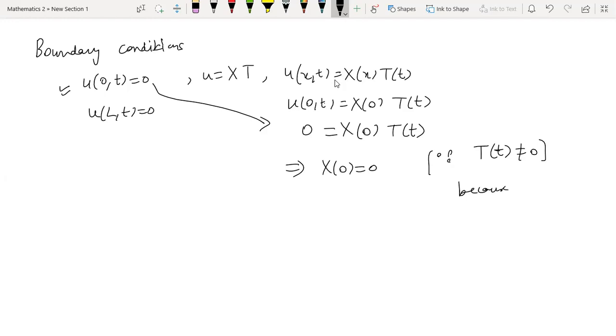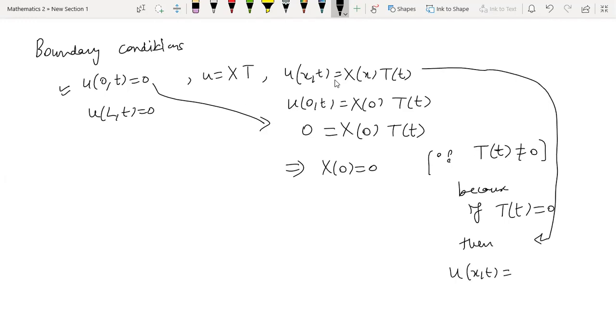Because if this capital T is 0 at all times, then according to this solution, your u(x,t) is going to be 0 always, right? So at all points of space, at all points of time, at all x and all t, your temperature is going to take the value 0. So this solution is known as the trivial solution. Trivial solutions are something which appear mathematically, but physically they have to be ignored.